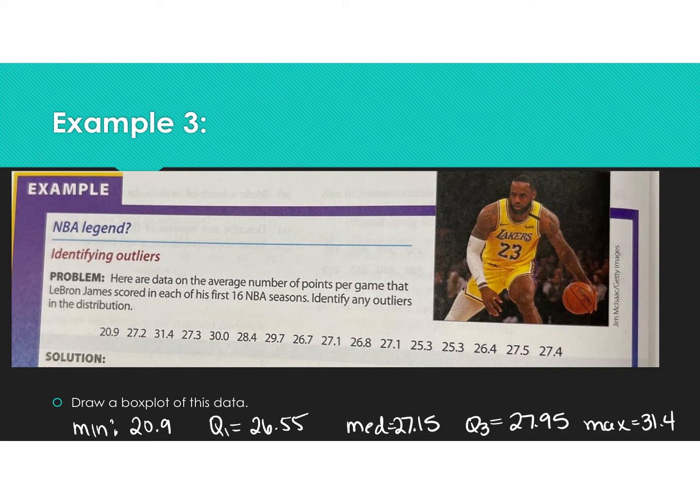Now, we identified outliers, right? Was there an outlier? 20.9 was an outlier because it was less than the lower fence. And then wasn't 31.4 also an outlier? 30.05 was the upper fence, so 31.4 was the outlier because it was greater than the upper fence. So since I have two outliers, we're going to find the next data value and use that as the minimum in our graph.